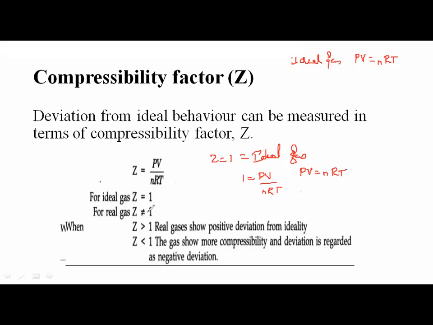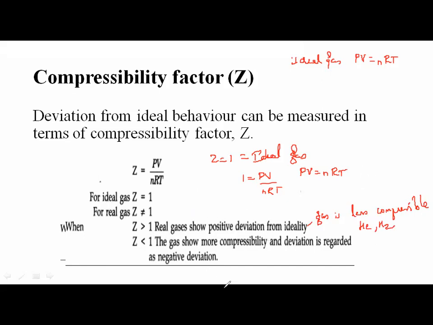And for real gases, Z is not equal to 1. It may be greater than 1 or less than 1. If Z is greater than 1, real gases show positive deviation from ideal behavior. It means that the gas is less compressible. Examples we have seen in the graph are helium and H2, showing positive deviation.